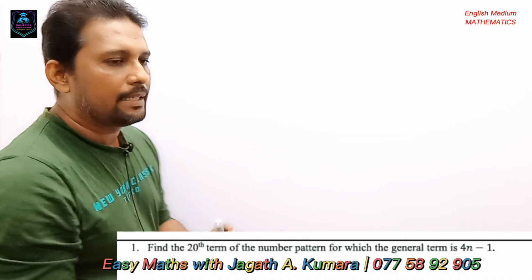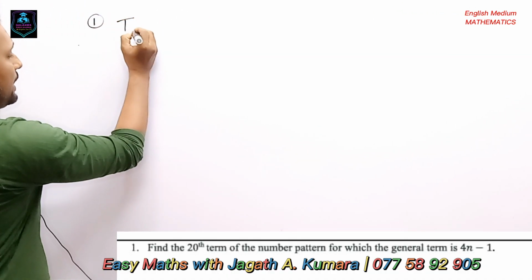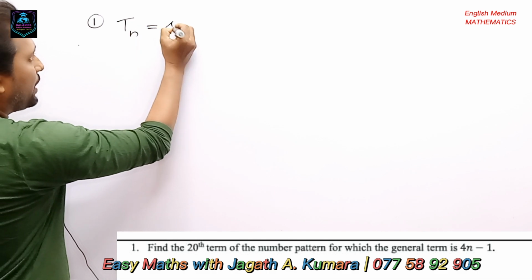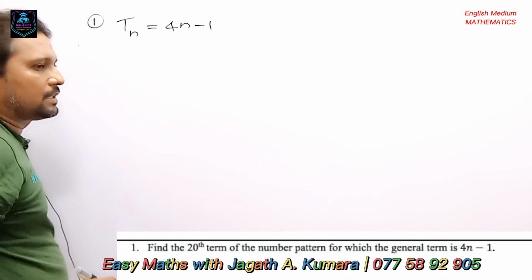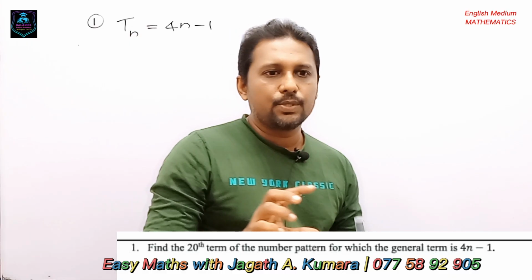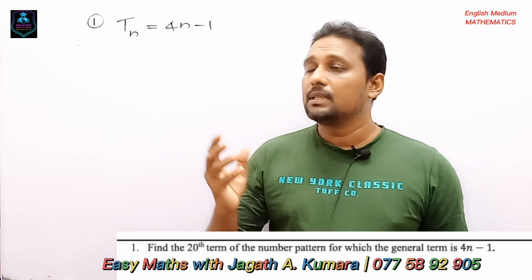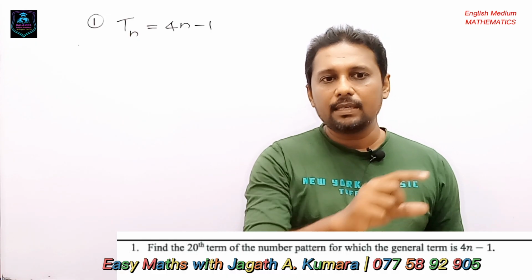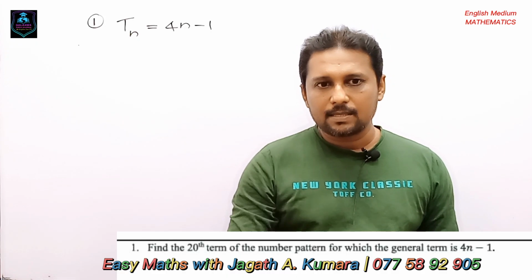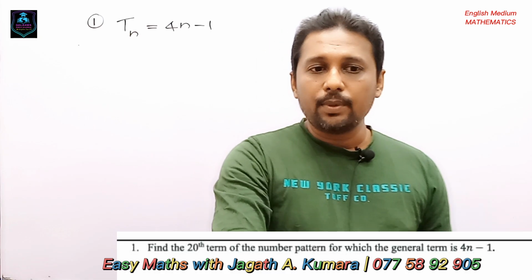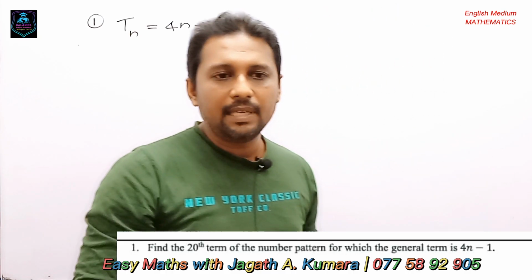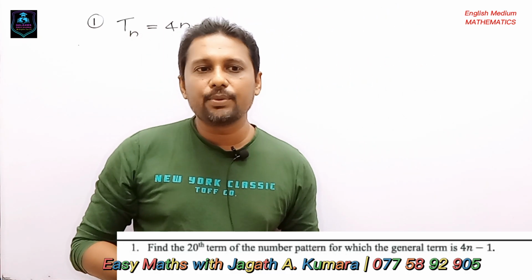So I can write Tn equal 4n minus 1. Right? Using the given space, you have to write the complete answers. Also, all the needed points you have to write in this space. Then you have to find the 20th term. That means n equal 20.